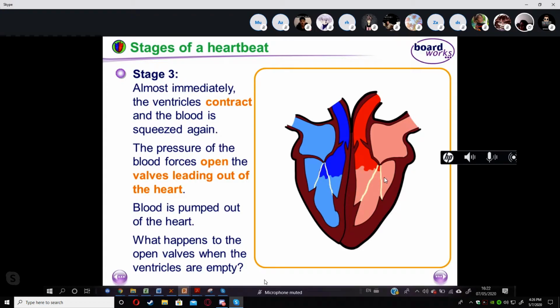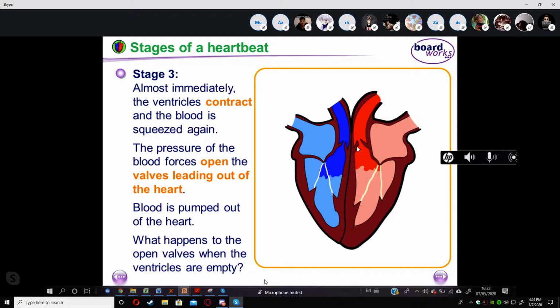Almost immediately, the ventricles contract. That means they undergo a systole. And this creates a pressure. The pressure of the blood forces open the valves here in the aorta and in the pulmonary artery, and the blood is pumped out of the heart, right? What happens to the valves when the ventricles are empty? The valves close again, okay? So when the ventricles are empty and the blood is inside these arteries, the valves close.